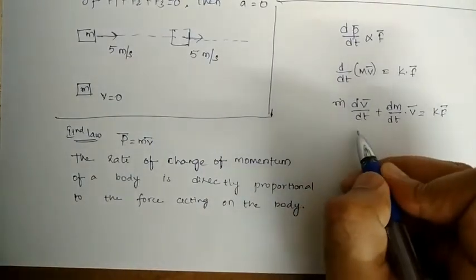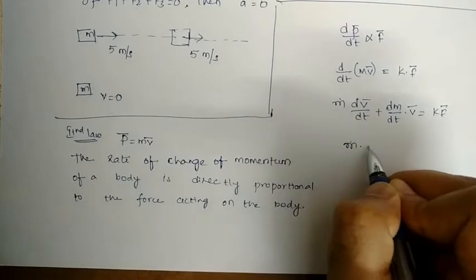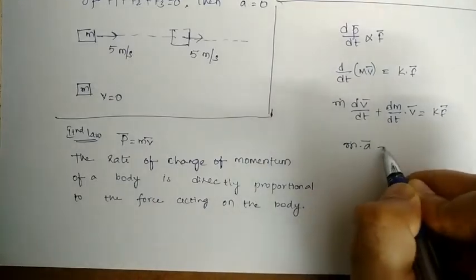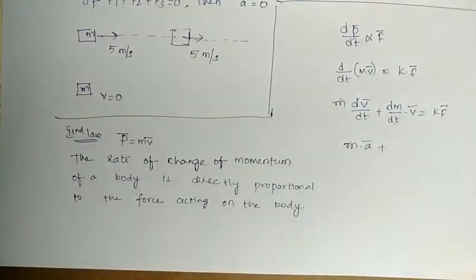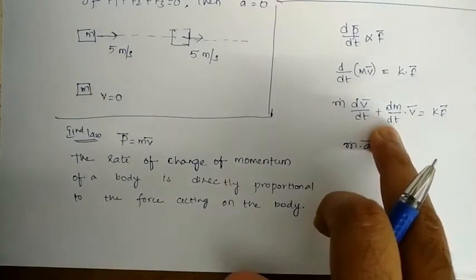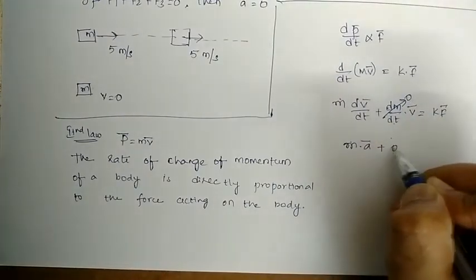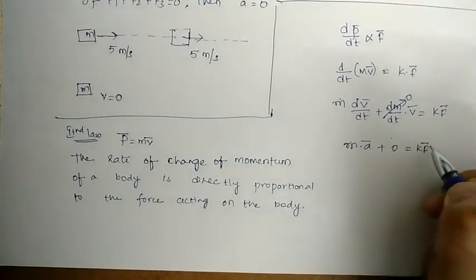dv bar by dt is nothing but the rate of change of velocity, so from kinematics it's nothing but acceleration, plus dm by dt, or the rate of change of mass. If you have a certain body whose mass is not changing with time, then this thing comes out to be 0 when its mass is not changing. So I can equate it to 0, and this becomes 0 is equal to k into f bar.